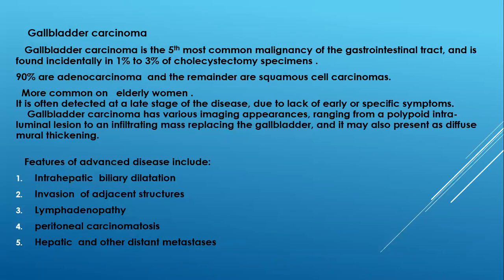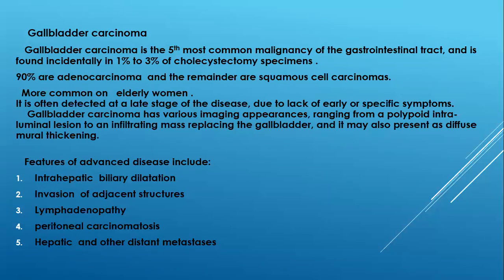Now we come to gallbladder carcinoma. It is the fifth most common malignancy of the GI tract and is found incidentally in 1 to 3% of cholecystectomy specimens. 90% are adenocarcinoma and the remainder squamous cell carcinoma. More common in elderly women. It is often detected at a late stage of disease due to lack of early or specific symptoms.